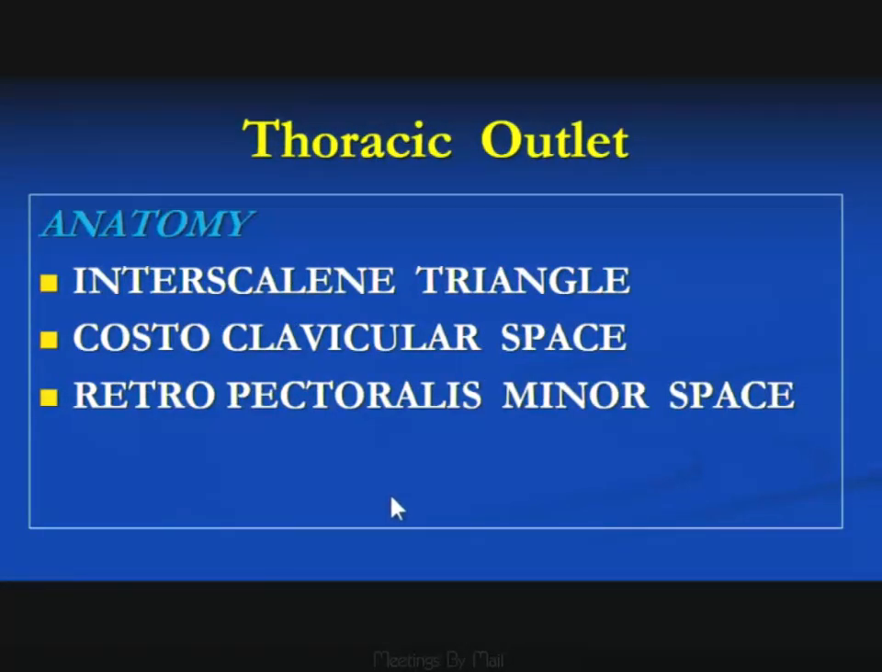So one of the things to be aware of when looking at the thoracic outlet is the anatomy. In essence, the vessels are passing through the interscalene triangle. We'll get to show this in a minute, approximately. Then in the costoclavicular space between the clavicle and first rib, secondarily. And thirdly, behind the pectoralis minor.